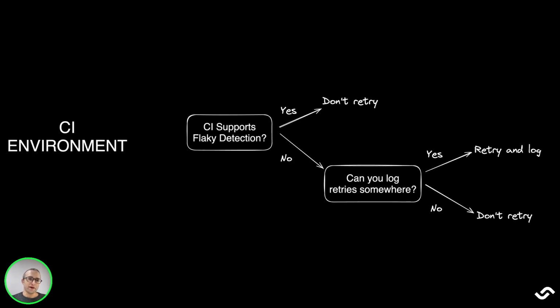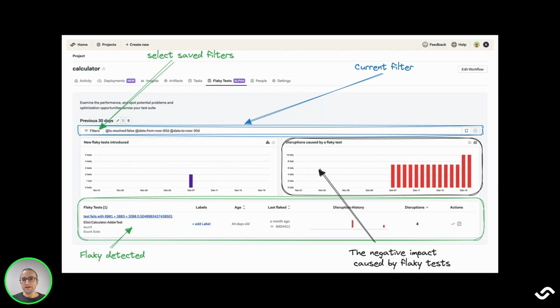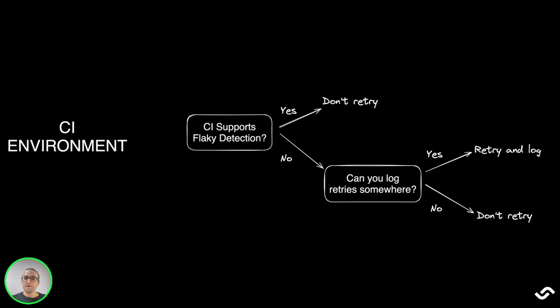Now, if you're talking about CI, the answer is, again, it depends. If your CI provider supports flaky tests and has a flaky test dashboard like Semaphore, then you should let your test fail. You should not implement retrying because that will hide the tests that are flaky. If you can log the failures in any sort of database or file, then in that case you can retry because you can then examine that file and do some analysis.